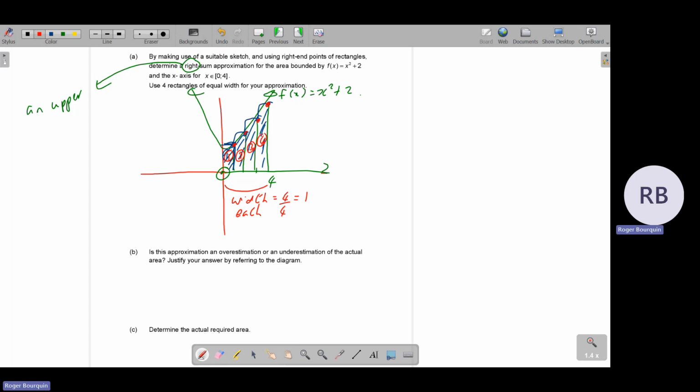Are we happy that the width is 1? The heights are not going to be the same, you agree? Tell us, please, what are the heights going to be? So this point would be what? That point would be 4, 18. Lovely.